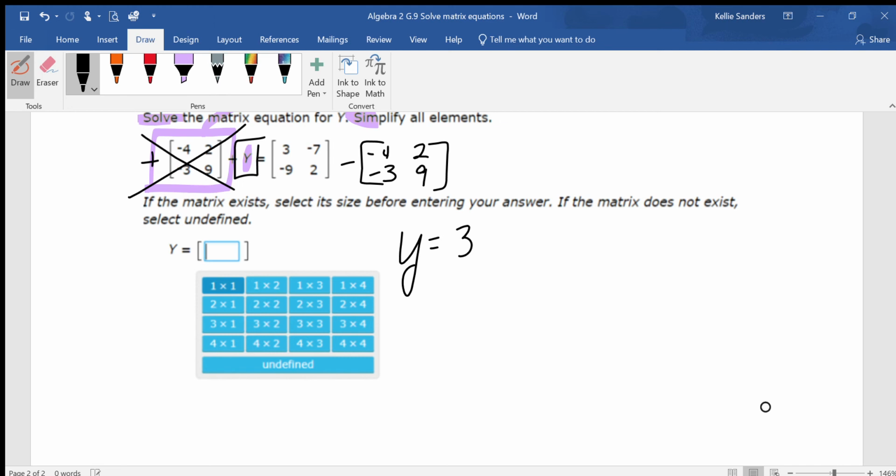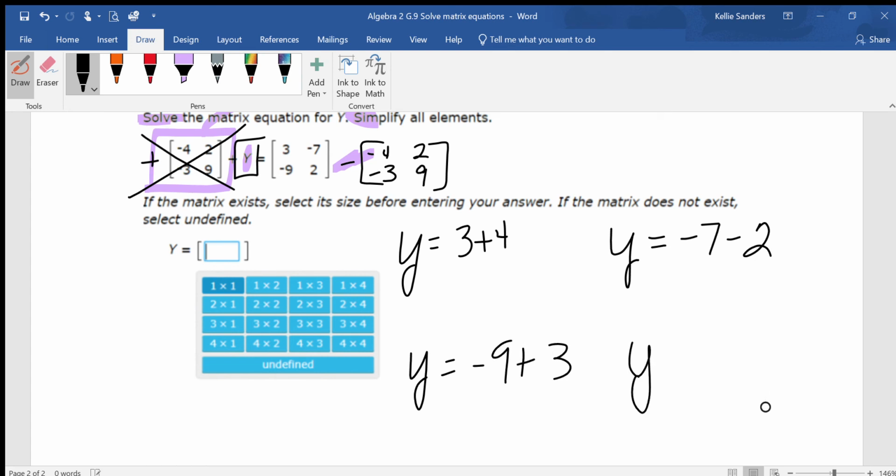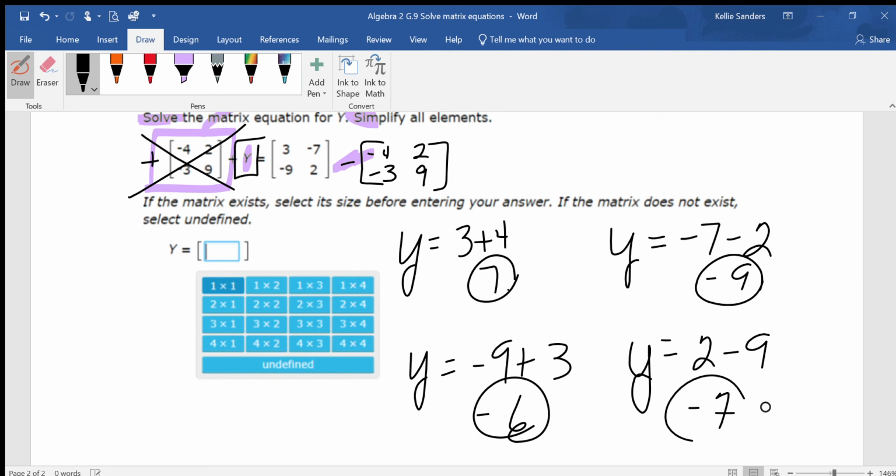So y would equal 3 plus 4. Why would I put plus 4? Because you had two negatives right there, okay? Y equals negative 7 minus 2, because I just had one minus on, right? Y equals negative 9 plus 3, and y equals 2 minus 9. So this would be 7, negative 9, negative 6, negative 7. Oh, I didn't even see what size it was, huh? So 7, negative 9, negative 6, and negative 7.